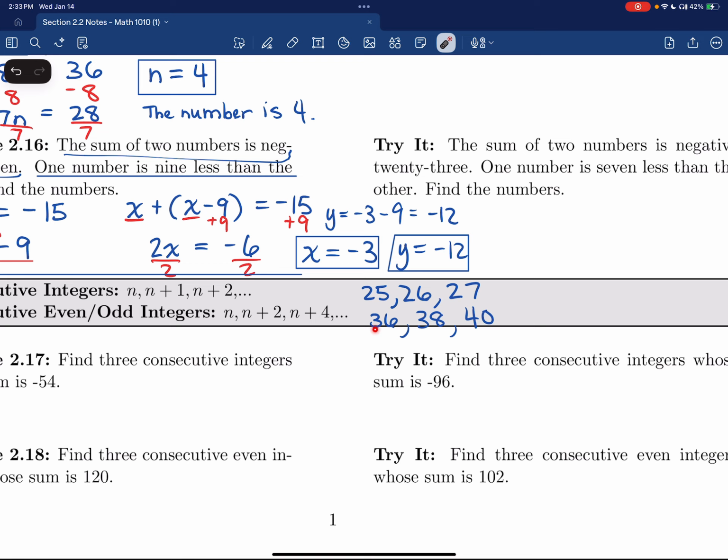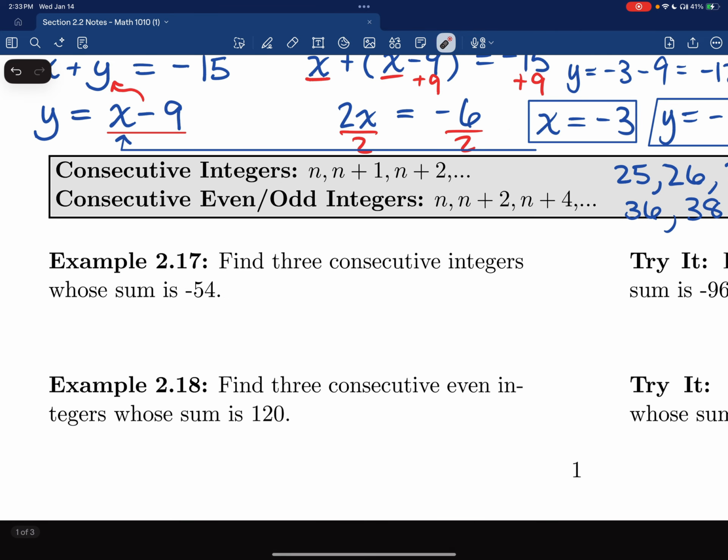But if I didn't know my original number, I'd have to add 2 to get to the next even integer or odd integer. And to get to the next one, I'd have to take the original number and add 4, right? Because I'm adding 2 and another 2. So that's the idea. Let's go ahead and jump in and see this in action.